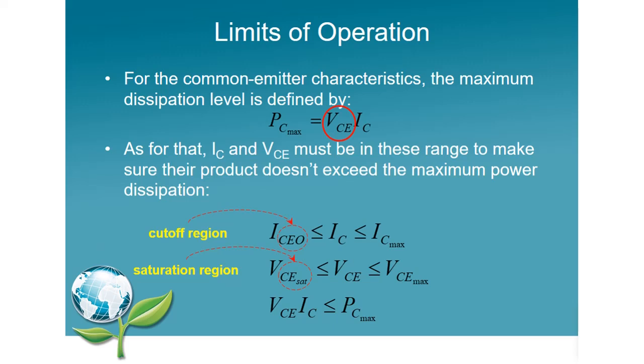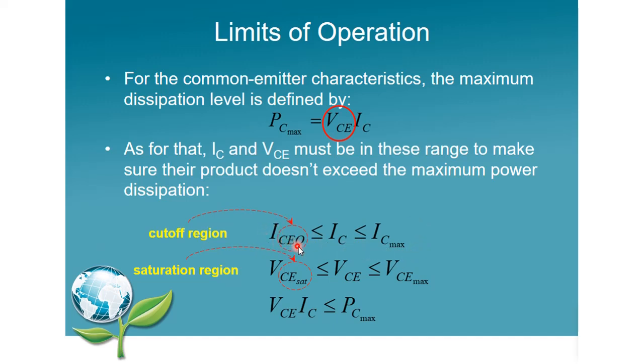We have finished three types of configuration: common base, common emitter, and common collector configuration. And now we go to the limits of the operation. For the common emitter characteristics, the maximum dissipation level is defined by PC max equal to VCE multiplied with IC. As for that, IC and VCE must be in this range to make sure their product doesn't exceed the maximum power dissipation. So this is the range for the IC.